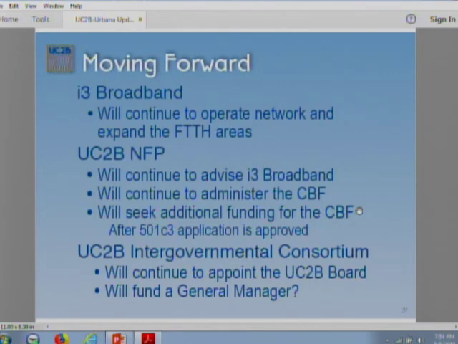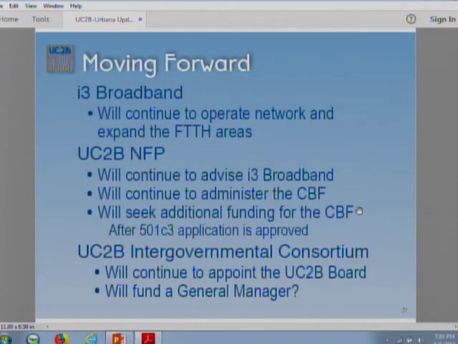The UC2B NFP will continue to advise I3 Broadband. We meet out at their place once a month. We'll continue to administer the Community Benefit Fund, and we'll continue seeking additional funding for the Community Benefit Fund from other sources. There are foundations and organizations that look at digital equity as being an issue that they like to fund. And I think we've got a good story to tell, and we're going to continue to do that.